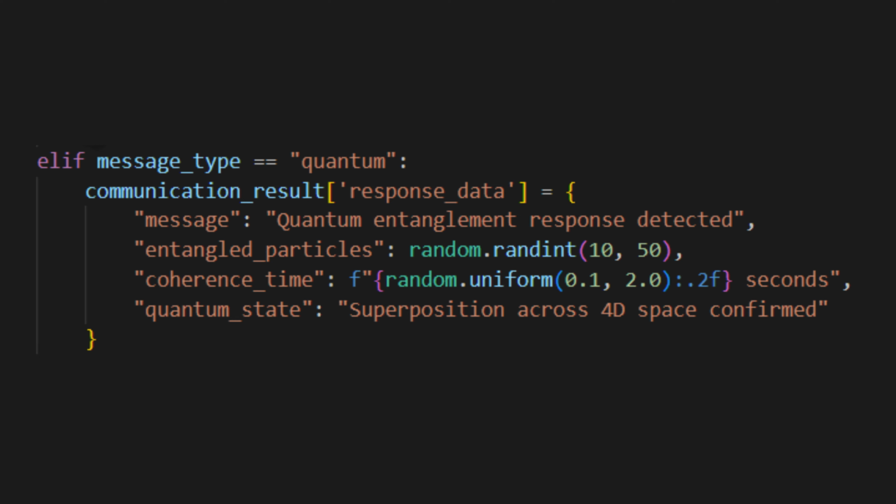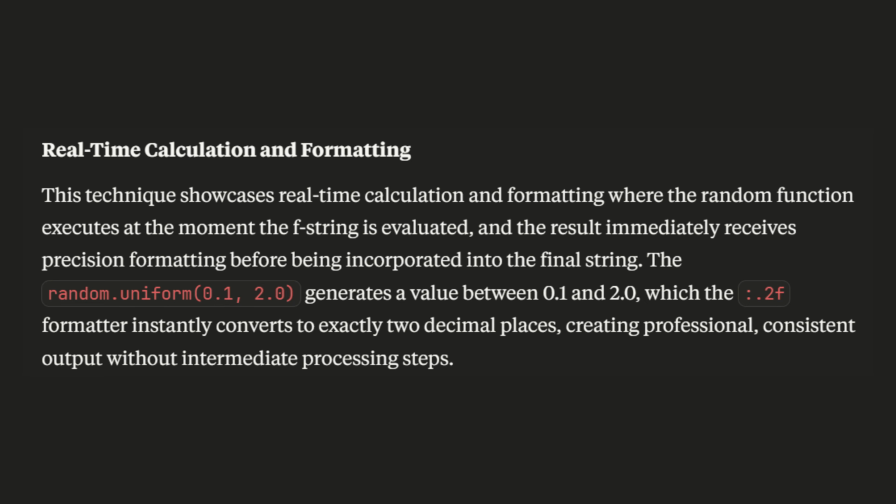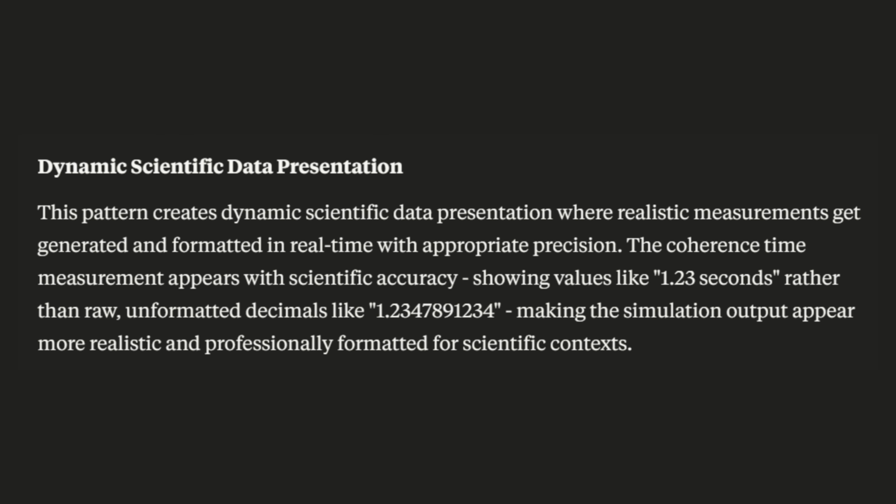Continuing with our quantum communication response, we get to this line: coherence time, colon, F, opening quote, and then we've got our curly braces with random.uniform(0.1, 2.0), our colon, .2f, closed curly braces, seconds. We encounter here an advanced technique that demonstrates combining random function calls with precision formatting inside F-string expressions. So we just keep building the complexity here. This enables you to generate varied numerical data with consistent scientific precision.